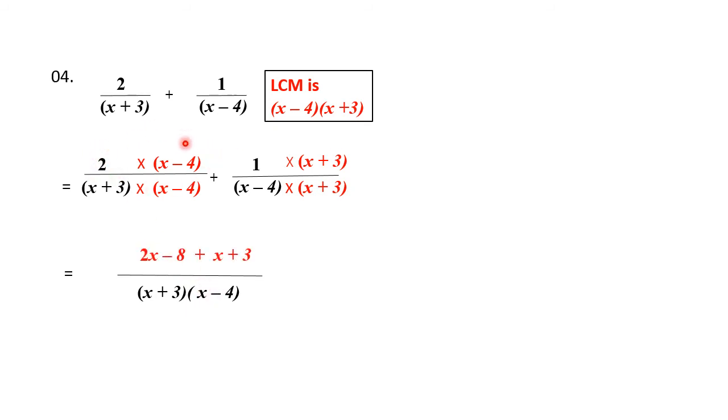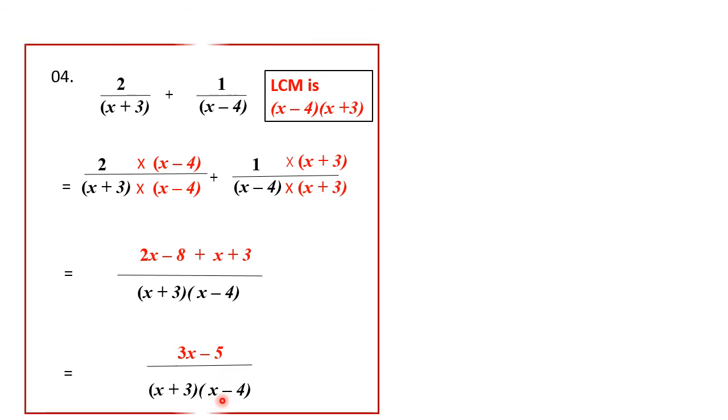Then the simplified answer here is 2x minus 8. Here the answer is x plus 3. Then finally, 3x minus 5 over x plus 3 into x minus 4.